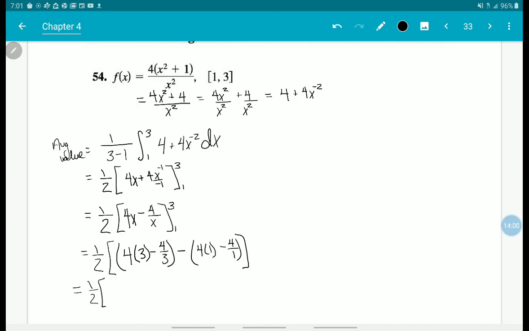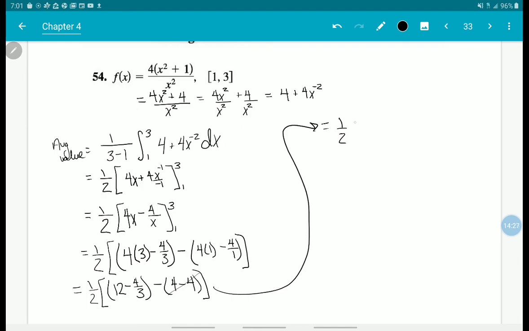So I'm going to simplify this a little bit. This is going to be 12 minus 4 thirds minus 4 minus 4. So we know 4 minus 4 is 0. And 12 minus 4 thirds is going to be 32 thirds. So we have 1/2 times 32 thirds, which is 16 thirds. So there's our final answer.